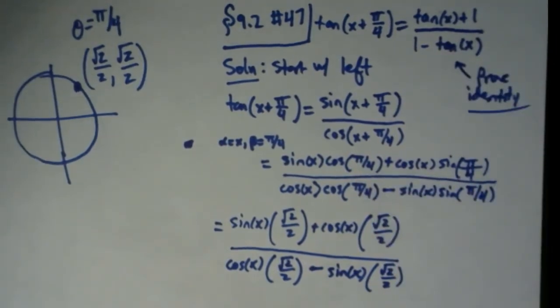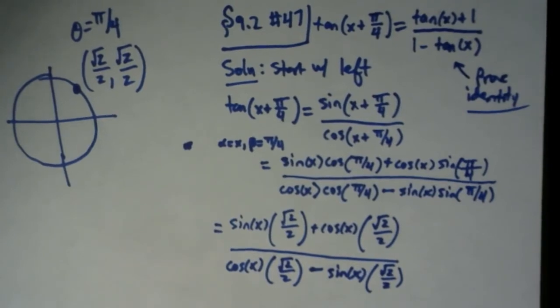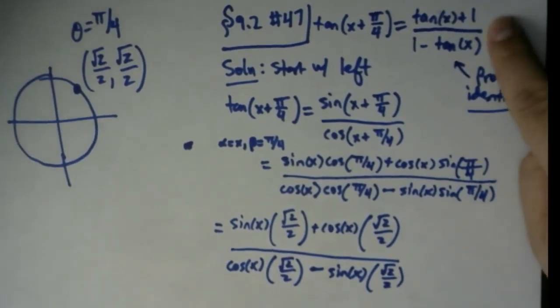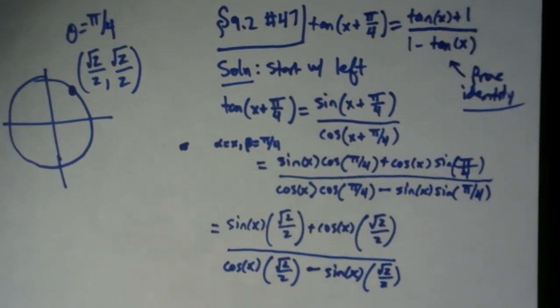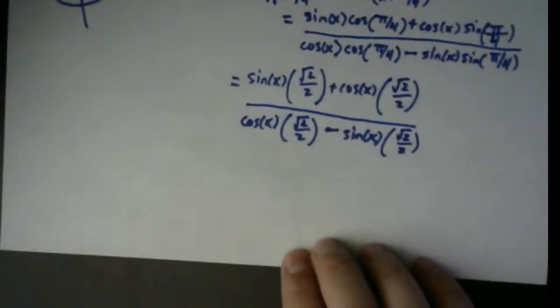Well, the problem is, look here. We have a plus 1 and we have a 1, and there's no root 2's going on. So the first thing we should do is make those root 2's go away.